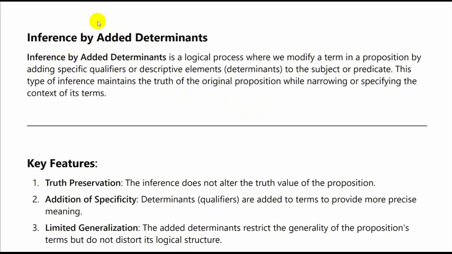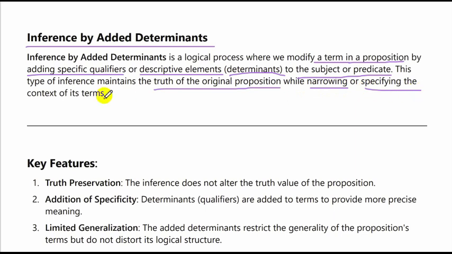In this video, we'll talk about inference by added determinants. Inference by added determinants is a logical process where we modify a term in a proposition by adding specific qualifiers or descriptive elements known as determinants to the subject or the predicate. This type of inference maintains the truth of the original proposition while narrowing or specifying the context of its terms.